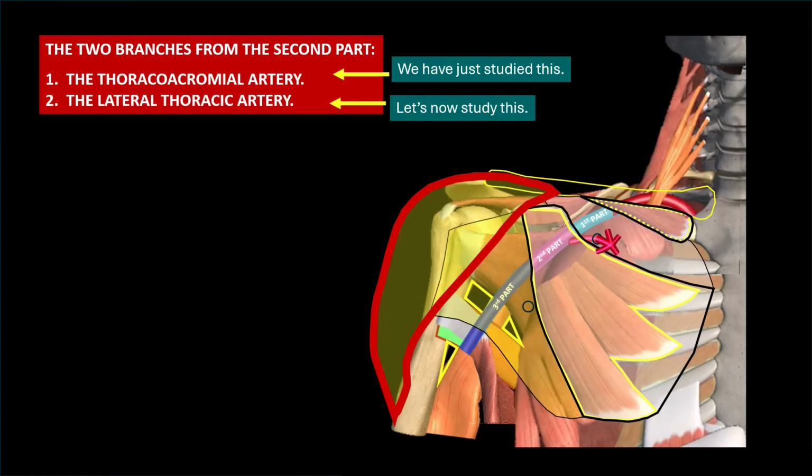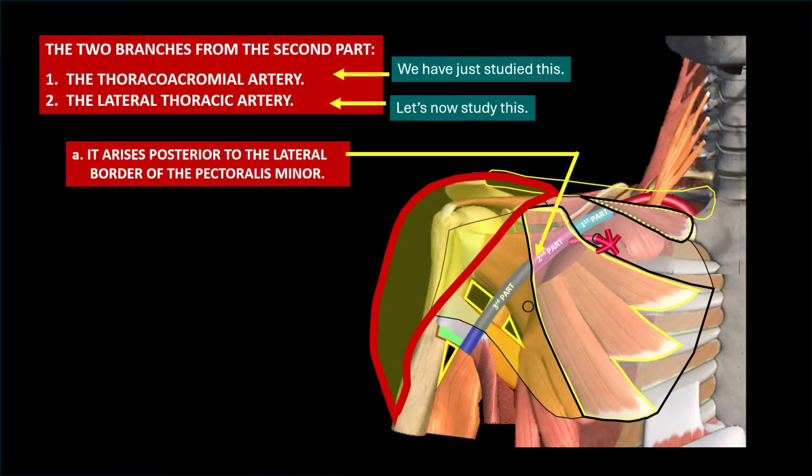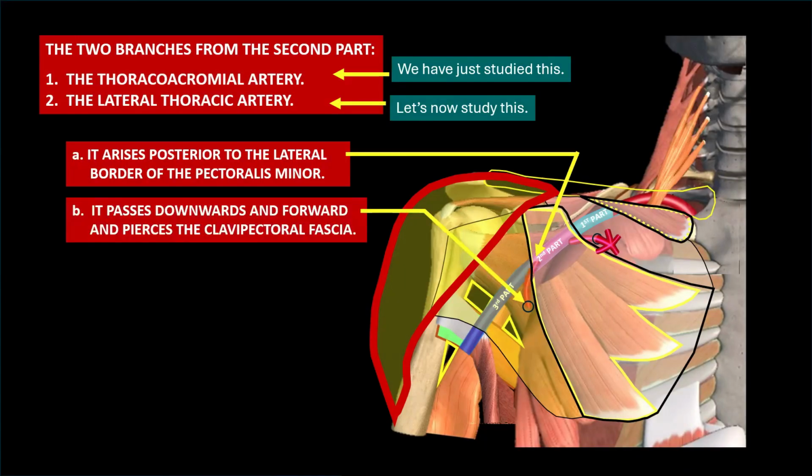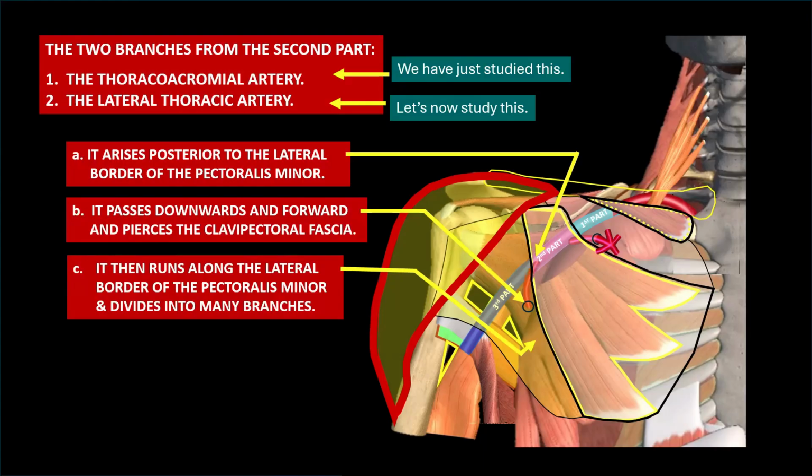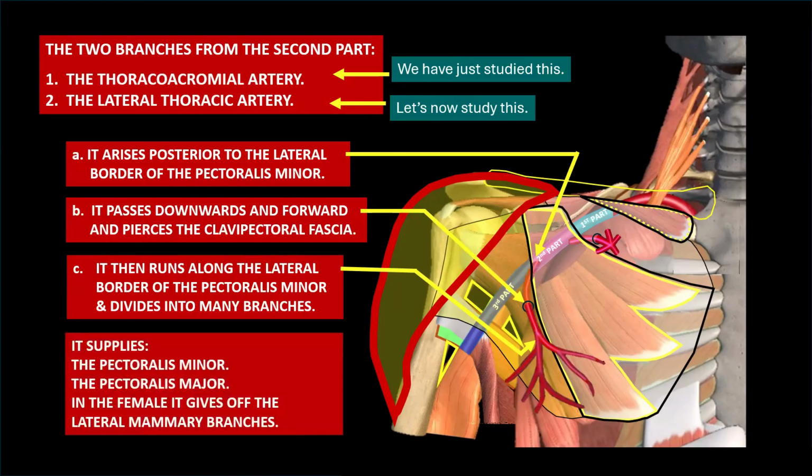Let's now study the lateral thoracic artery. A, it arises posterior to the lateral border of the pectoralis minor. It passes downwards and forwards and pierces the clavipectoral fascia. It then runs along the lateral border of the pectoralis minor and divides into many branches. It supplies the pectoralis minor, the pectoralis major, and in the female, it gives off lateral mammary branches.